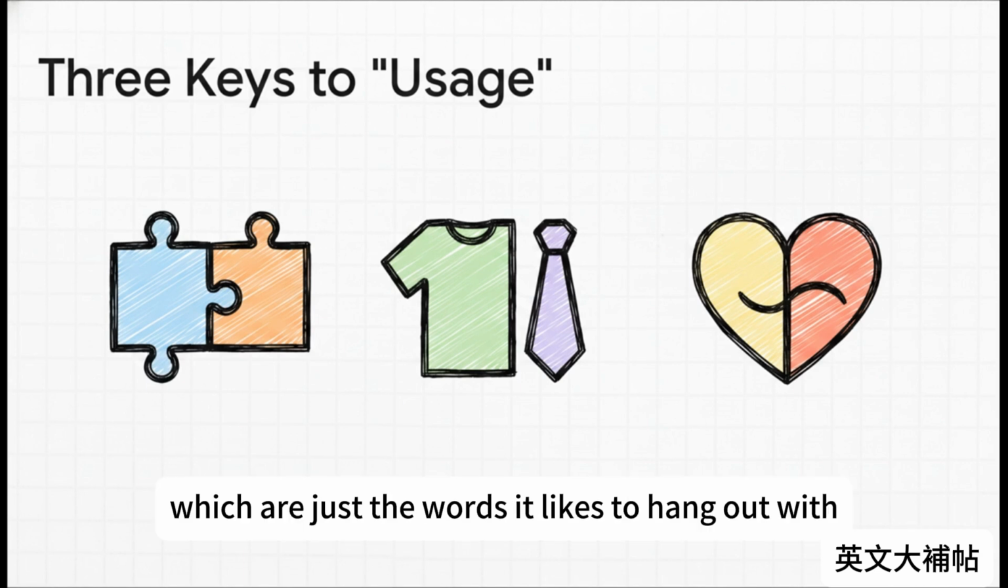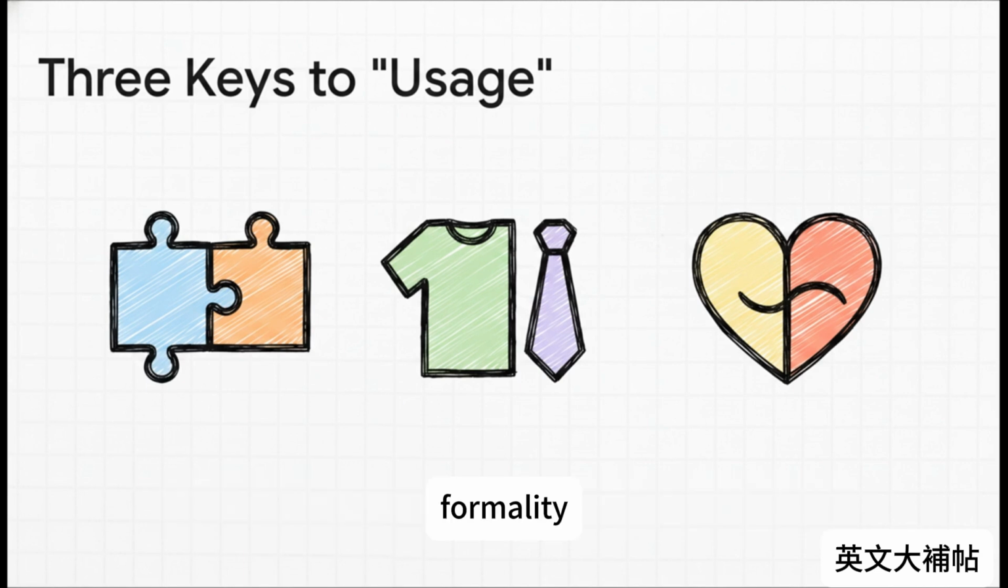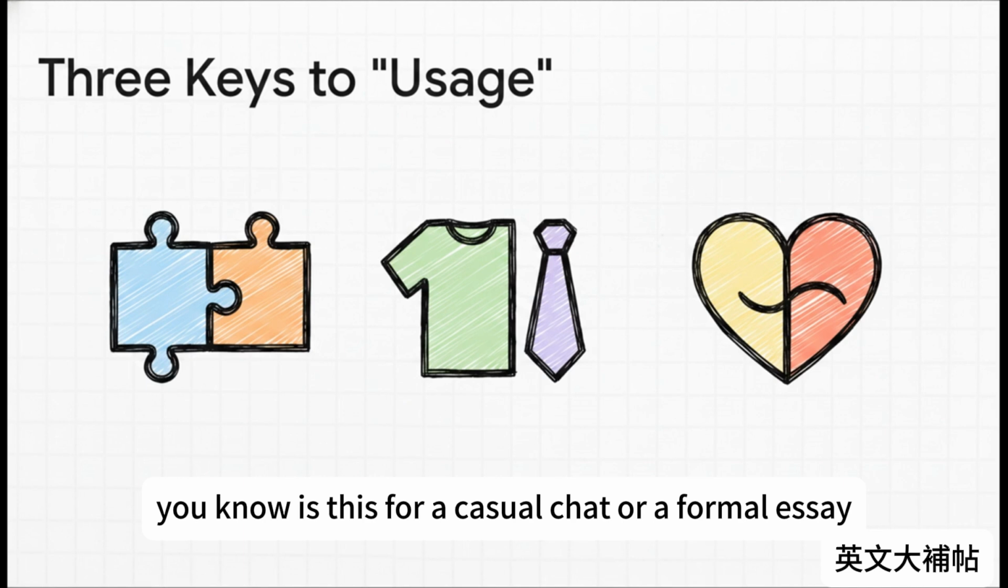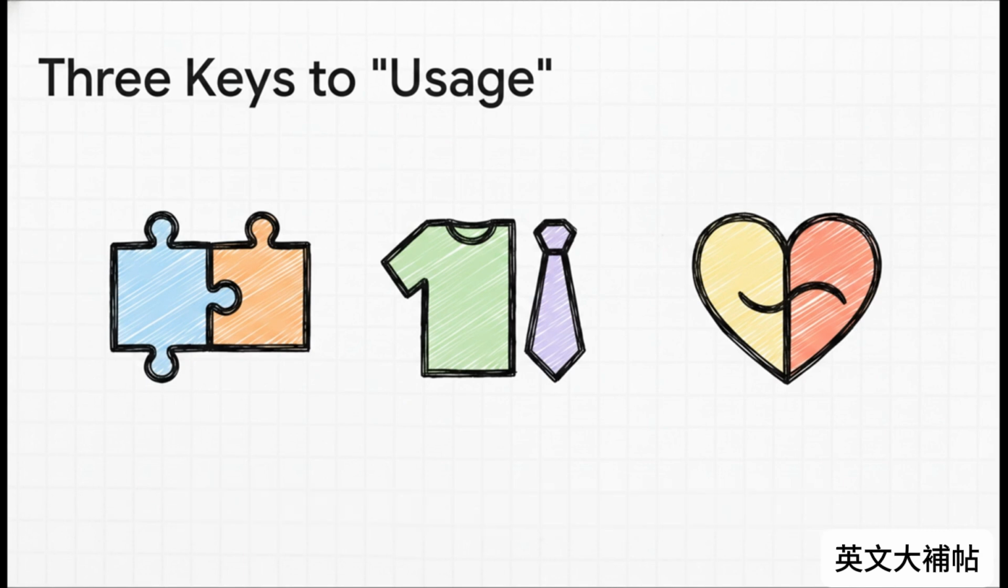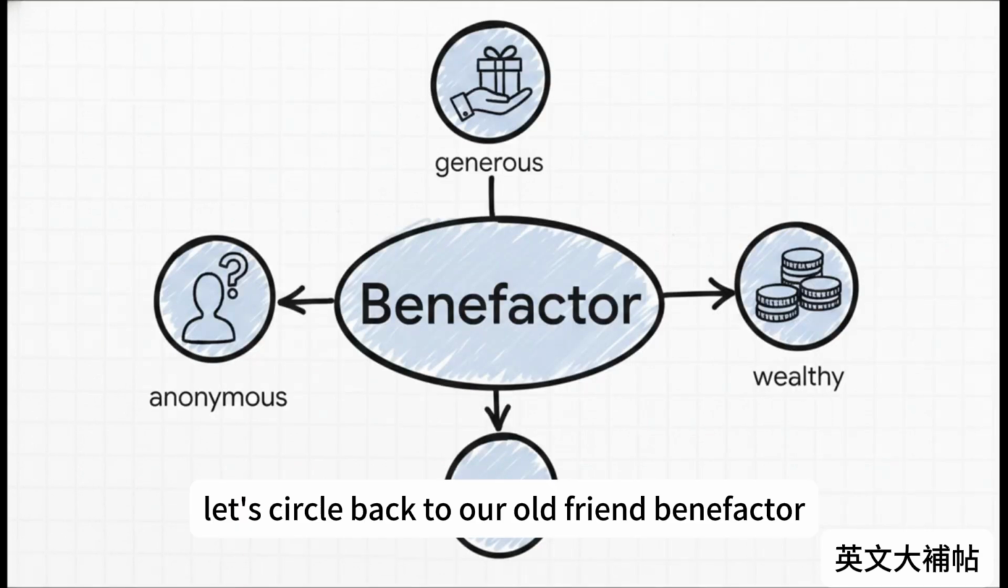Collocations, which are just the words it likes to hang out with. Formality: is this for a casual chat or a formal essay? And connotation, which is its emotional flavor. Let's circle back to our old friend, benefactor.